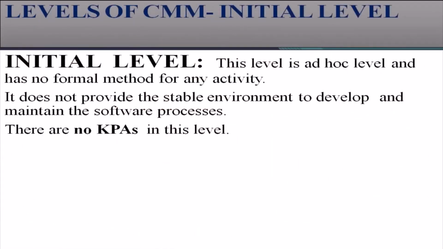First level is the initial level. This level is ad hoc and has no formal method for any activity. It does not provide a stable environment to develop and maintain software processes, and there are no KPIs in this level. KPIs here means key process areas; there are no key process areas in this level.